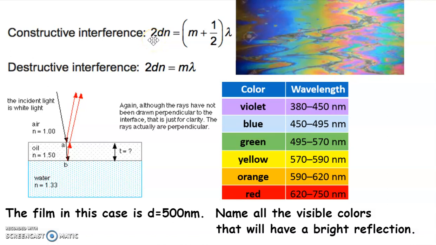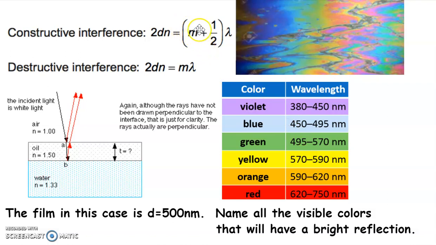So we get 2 times 500, which is 1,000, times N, which is 1.5. And then since M is 0, this 1,500 will get multiplied by 2, because M being 0, this half, when it comes to this side, multiplies by 2. So we get lambda being 3,000 when M is 0. And by the way, you can't see 3,000, so you're not going to see that one, right? 3,000 isn't in this visible range. So let's look at other possible colors that might exist.